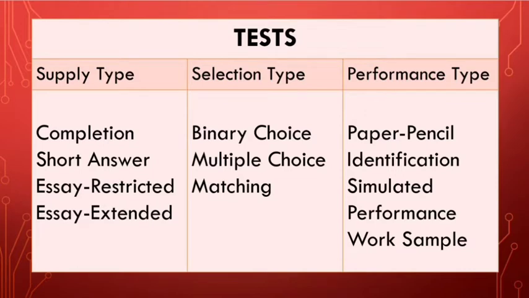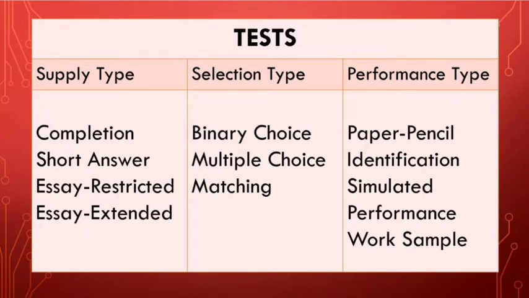So under the first category, category A, we call this type of test the supply type. I repeat, learners have to provide answers from their own understanding, their own knowledge, and there are no options or choices. While for category B, that's the selection type. We have binary choice, multiple choice, and matching type. We have options, definitely, and learners, therefore, have to choose from the list of choices. While for the last type, the performance type, like paper and pencil identification, simulated performance, and work sample, learners have to apply either in action or in output what they have learned.